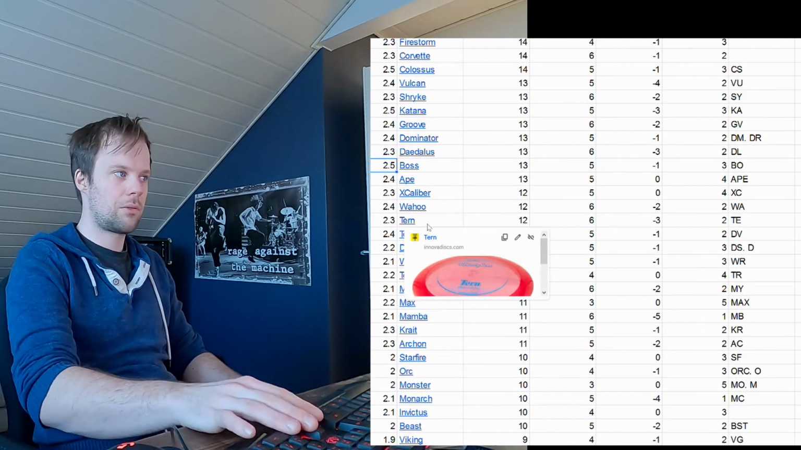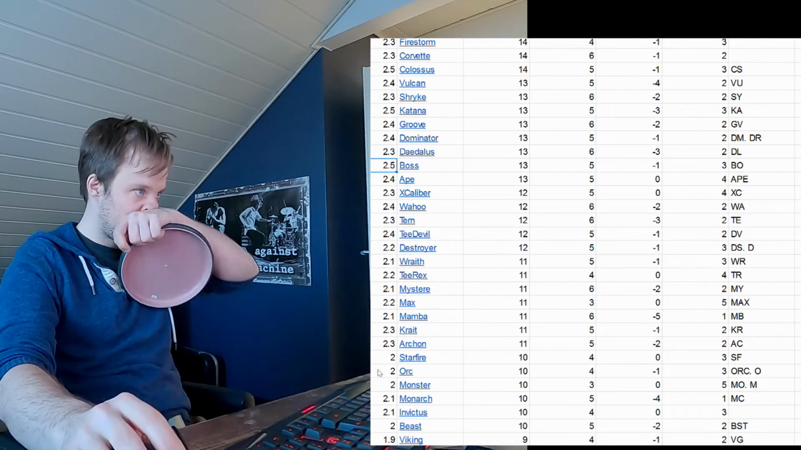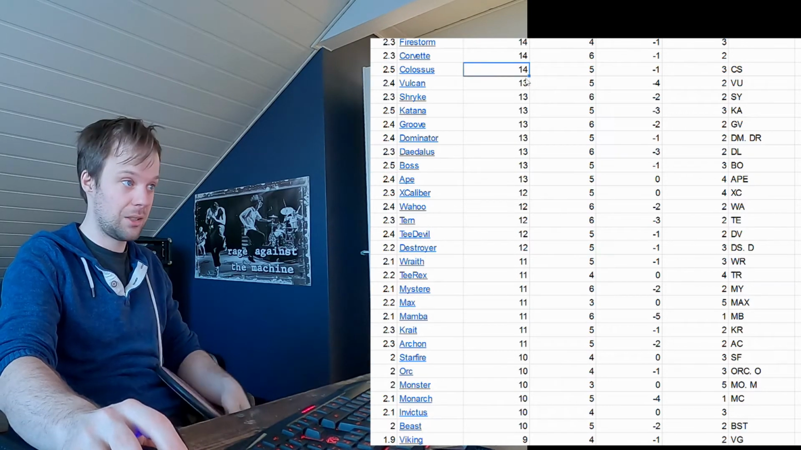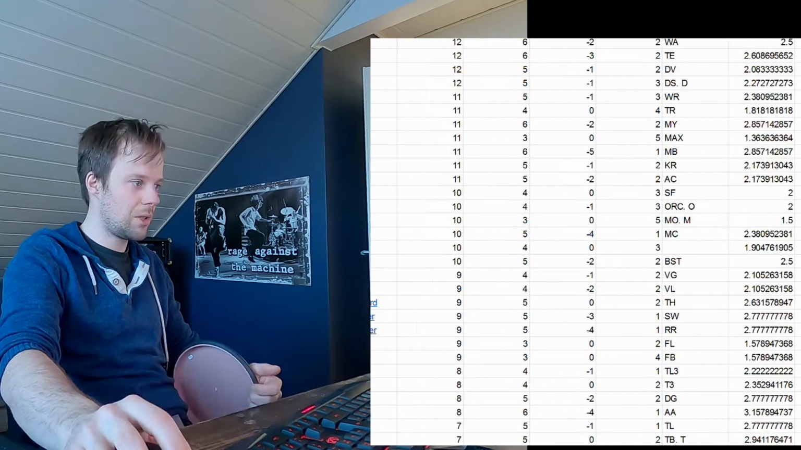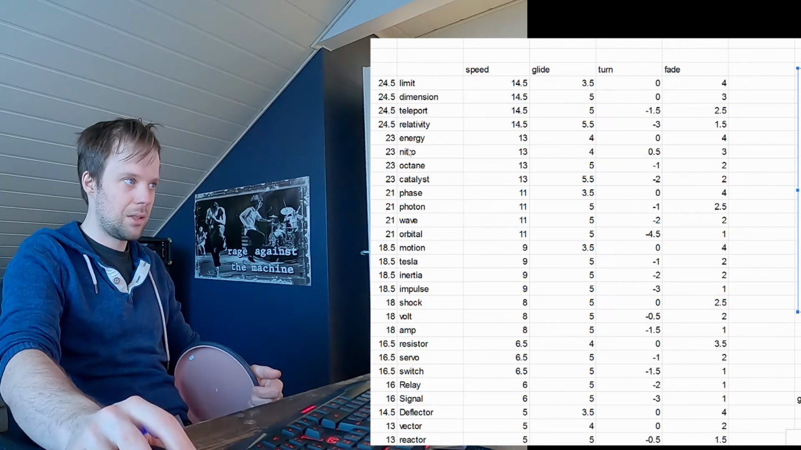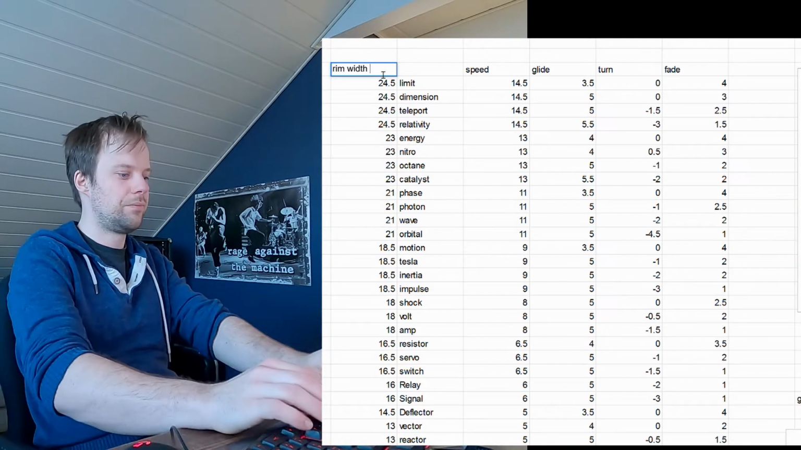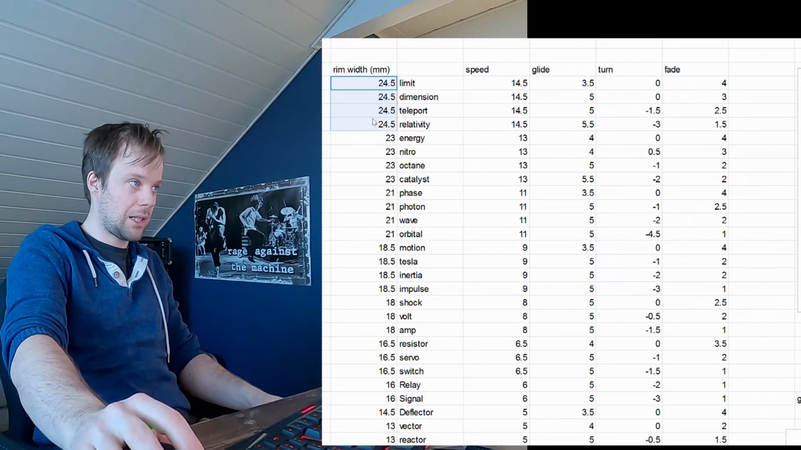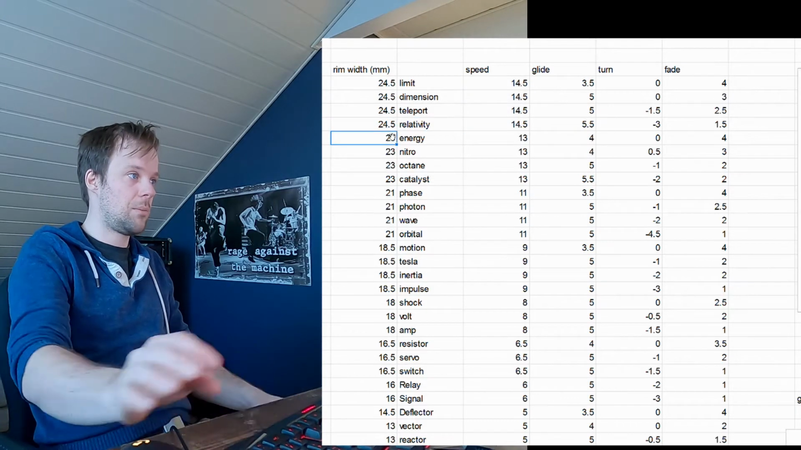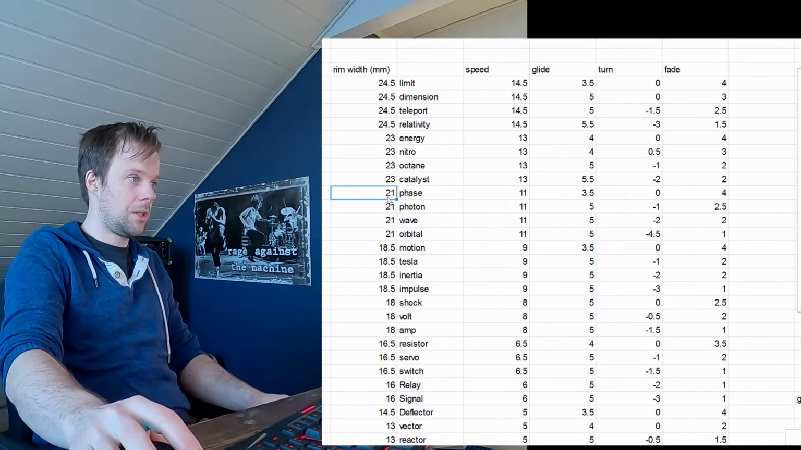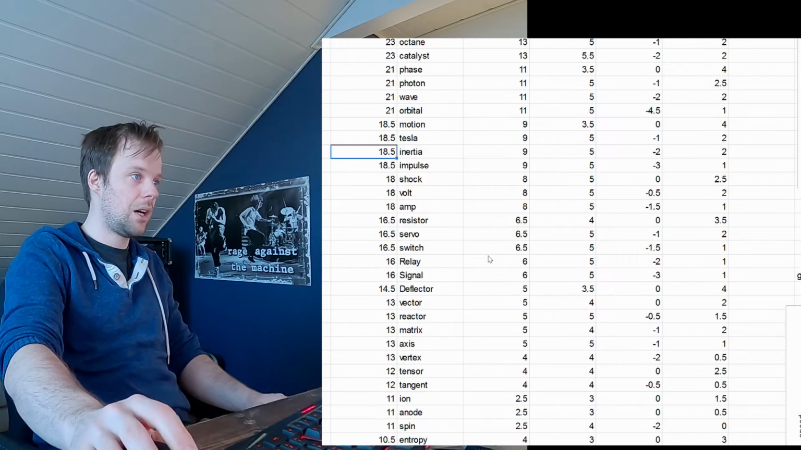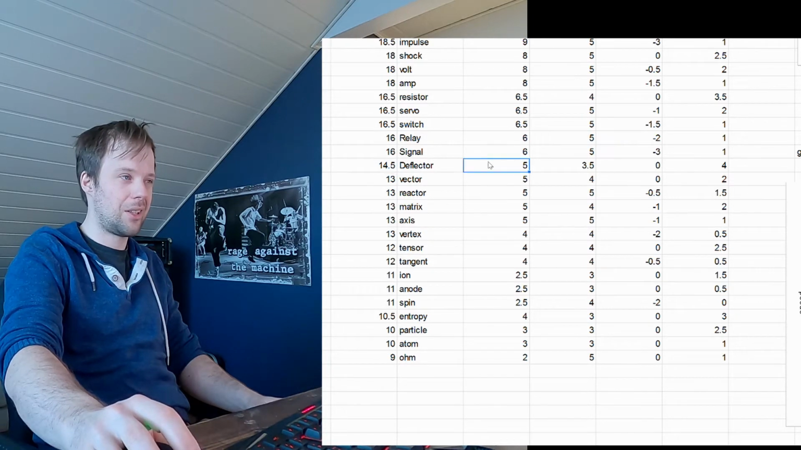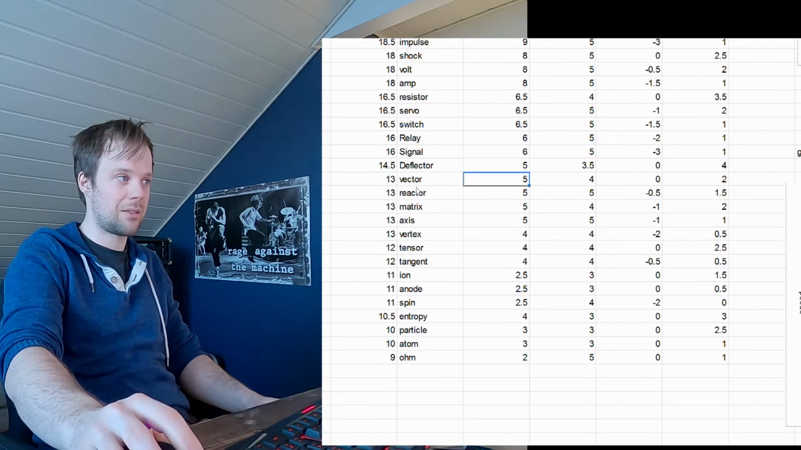Then we have Boss with 2.5 centimeters, speed is 13, but then we have Colossus 2.5 and speed is 14. So quite a bit of variance in it. If we go over to the MVP side, the rim width is in millimeters. As you can see, they correspond exactly to the speeds. 23 millimeters is 13, 21 millimeters is 11 speed, until Deflector.